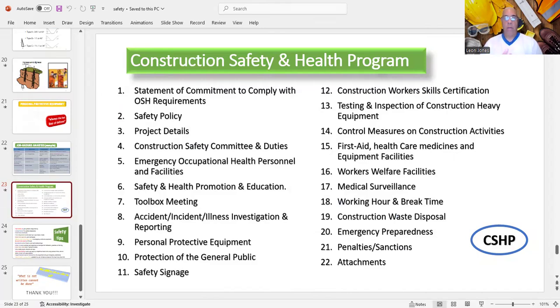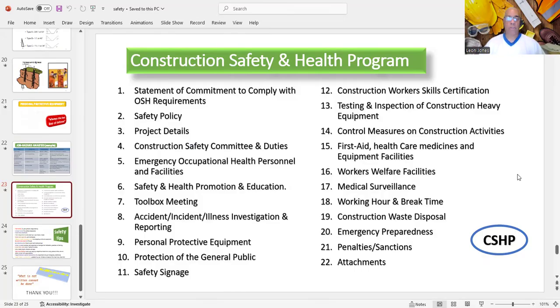Then a big issue, Construction Safety Health Program. That's CSHP. Well, it's very important. Now, when you get a program going, then you're going to have these 22 items. Statement of commitment to comply with OSH requirements, your safety policy, project details, construction safety committee and duties. And you're going to have an emergency, occupational health personnel and facilities, safety and health promotion and education.